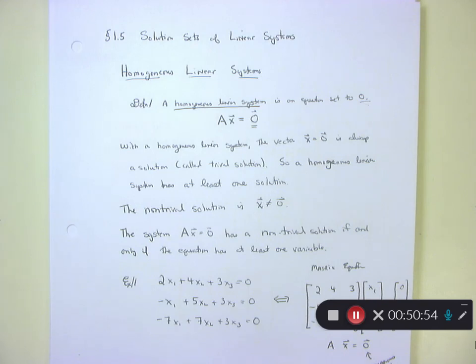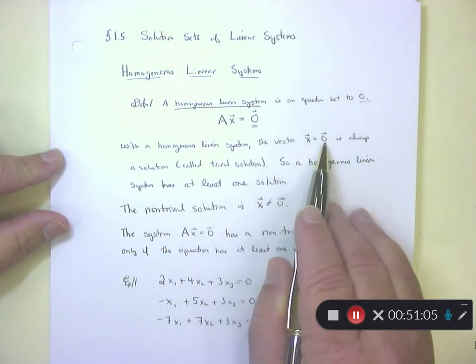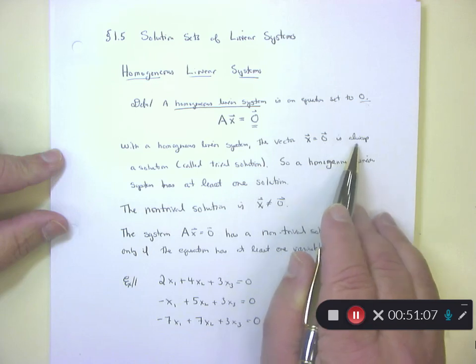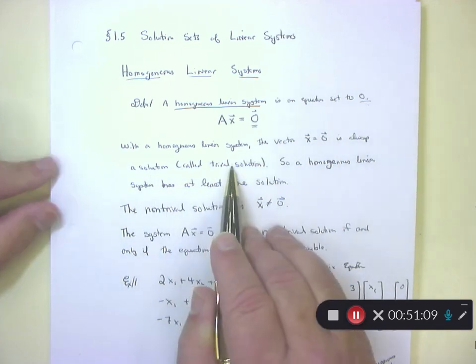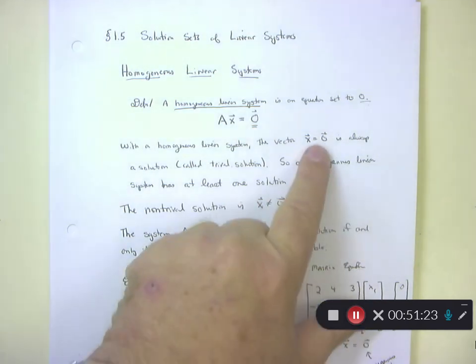But when you talk about homogeneous in other classes, you're typically going to be setting something equal to 0. All right. With homogeneous linear systems, the vector x being the 0 vector is always a solution, called the trivial solution. What is matrix A times a column of zeros? 0. You just get a bunch of zeros. So if you're trying to solve Ax equals 0, 0 will always be a solution.